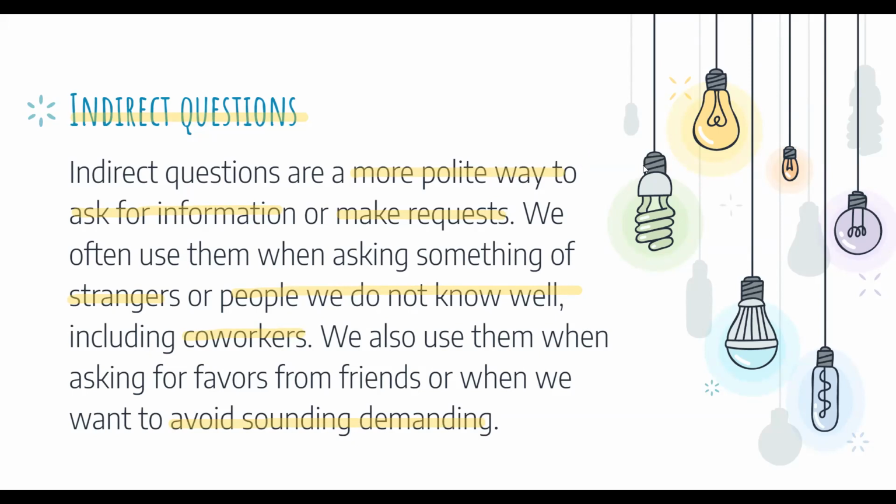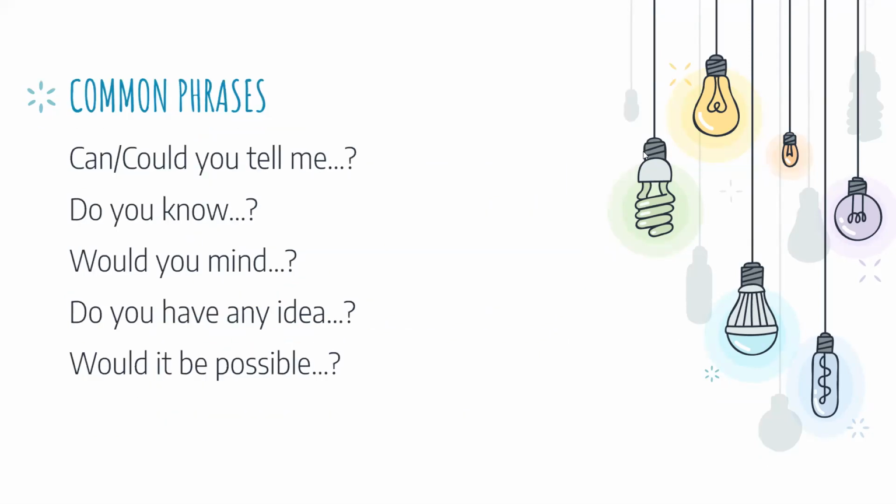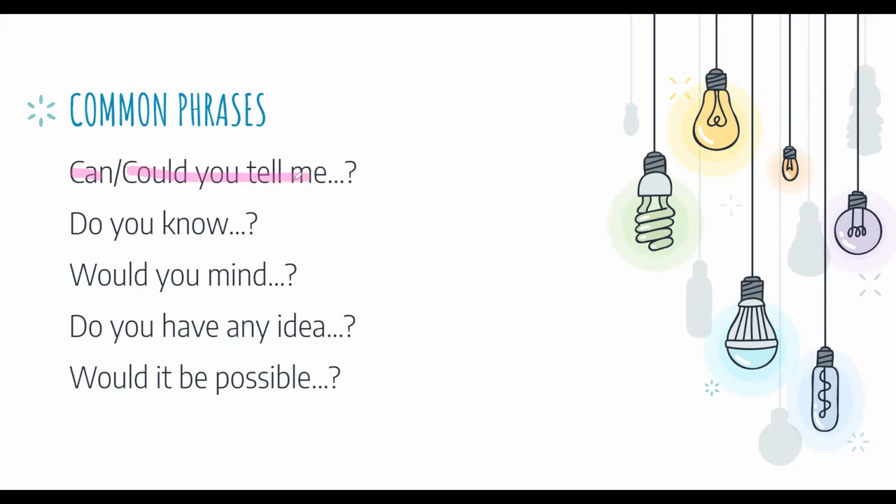How can we do this? Well, we can use some common phrases to start our indirect question. Like, for example, can you tell me? Or could you tell me? Do you know? Would you mind? Do you have any idea? Would it be possible? Etc.